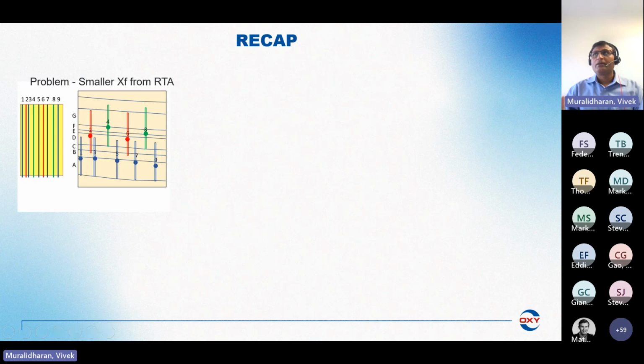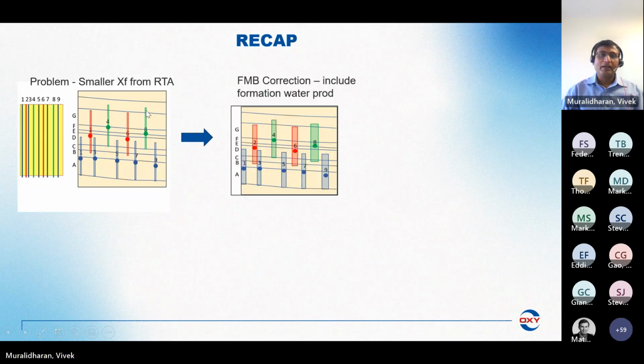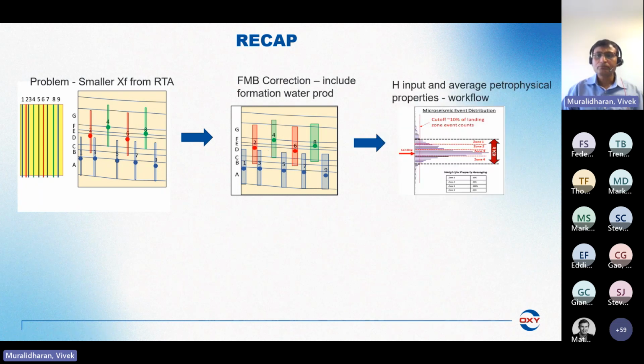So, a recap of what I presented so far: when we started the RTA on a single-phase flowing material balance volume, you can see that the XFs are pretty small. When you account for the water production, you have an improvement in the SRV, but it still doesn't explain the interference because of the simplified geometry that we use, which is a rectangular geometry.